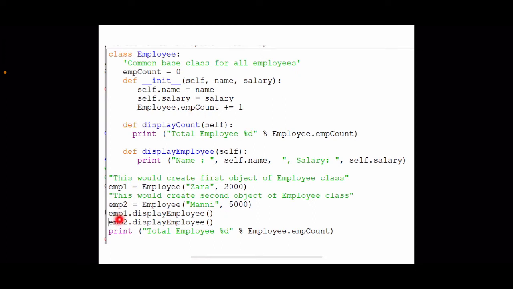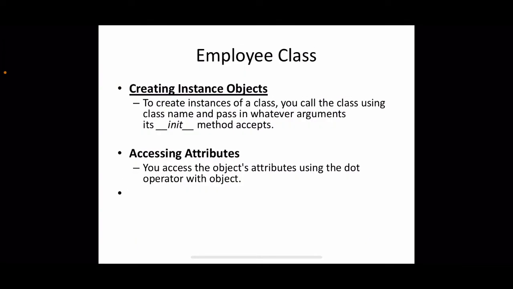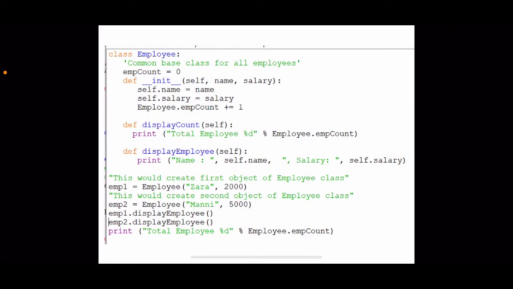And we are invoking the corresponding methods. All the class methods we can invoke on the corresponding employee objects. So with emp1.displayEmployee, what will happen? The corresponding function will work, and name and salary will be displayed. We will see the output for this function. The output will be name Zara, salary 2000. That will be the output for emp1 displayEmployee.